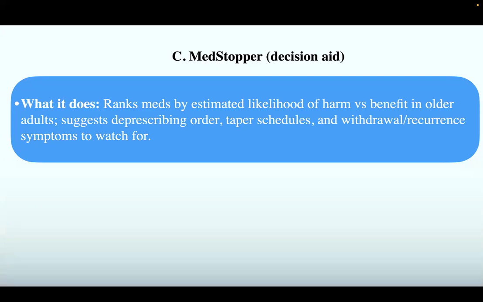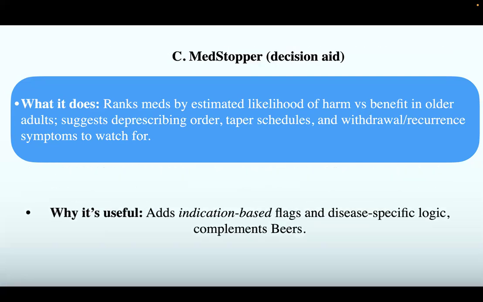In order, it gives you the suggested deprescribing order, tapering schedules, and withdrawal or recurrence symptoms to watch for. This is very, very important. Med Stopper is software. Why is it useful? Because it adds indication-based flags and disease-specific logic. Again, it is the same as the STOPP and START criteria. It is complementing the Beers criteria. These three things go simultaneously. So I hope you now understand what the Beers criteria, STOPP and START criteria, and Med Stopper do.